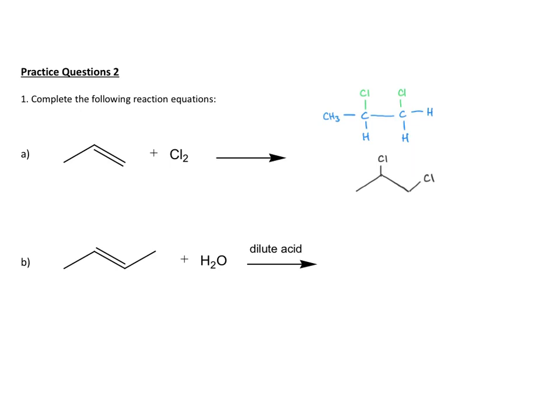Now let's look at part B. In part B, we have an alkene, which is 2-butene, and this reacts with H2O. So this is another addition reaction where water is being added across the double bond. So again, let's start off with the structural formula for 2-butene.